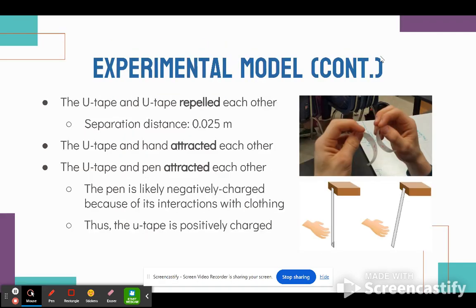So here you can see our results of the experimental model. I found that the U-tape repelled another U-tape with the separation distance 0.025 meters. The U-tape and hand were attracted to each other, and the U-tape and pen were attracted to each other as well. This is because the pen is likely negatively charged because of its interaction with clothing and stripping other charged objects of their electrons. So from these results, we can see that the U-tape is positively charged.